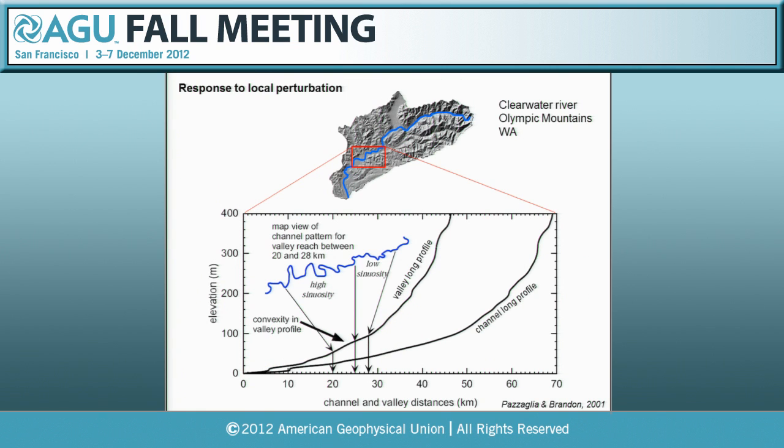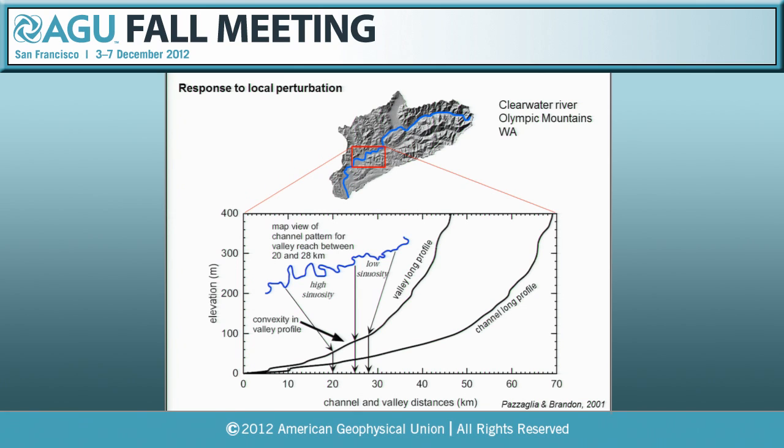Another set of information can come from the sinuosity and the shape and the geometry of the channel. Let's use this example from the Clearwater in the Olympic Mountains. If you consider the valley long profile, so just the elevation profile, you can see that there is a bump just here, located by these black arrows.